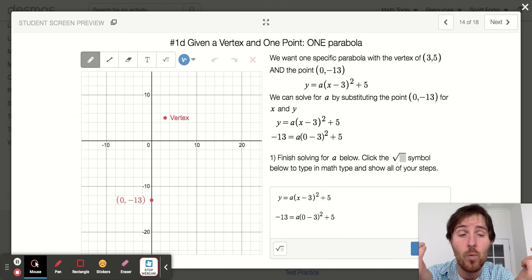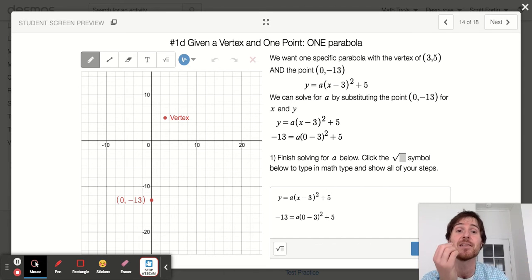If we're given a vertex and one point on the parabola, we should be able to figure out the equation of that parabola, shouldn't we? Because here, if we know one point, we have an x value of 0 and a y value of negative 13. And remember, you're a point on the graph because you satisfy whatever equation you're trying to write. So we know that ultimately negative 13 is going to be equal to whatever our stretch factor is, times 0 minus 3 squared plus 5, because it goes through these 2 points. It goes through 3, 5, which is where our vertex is, and it goes through this other point here. So they're showing this for us here.